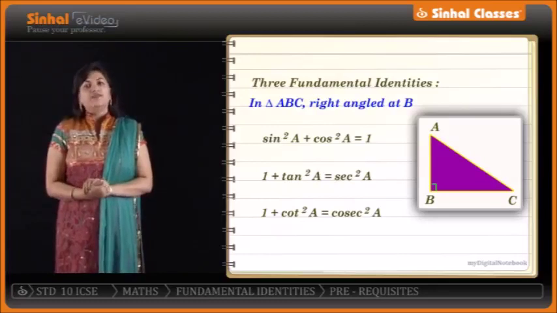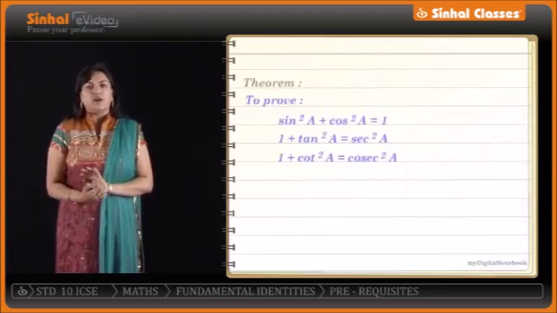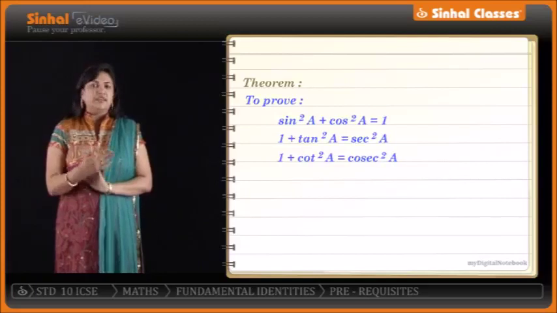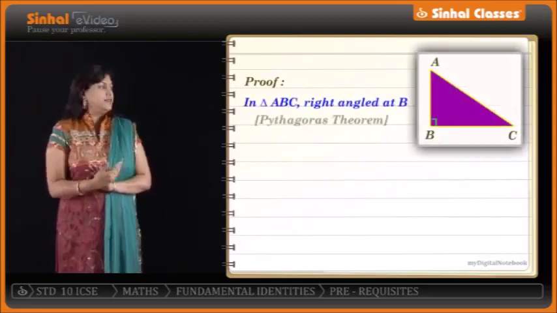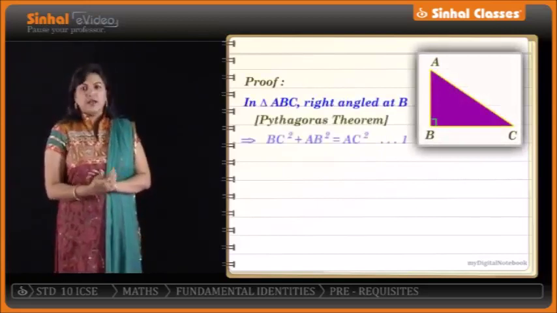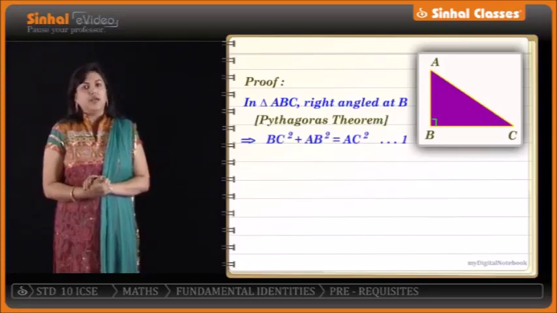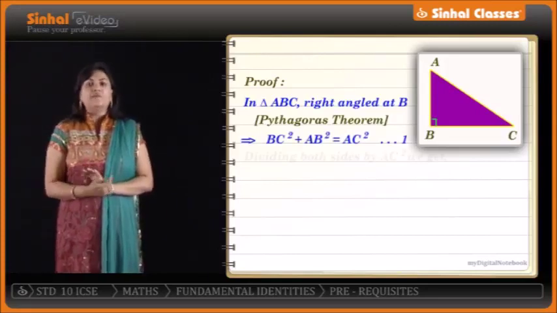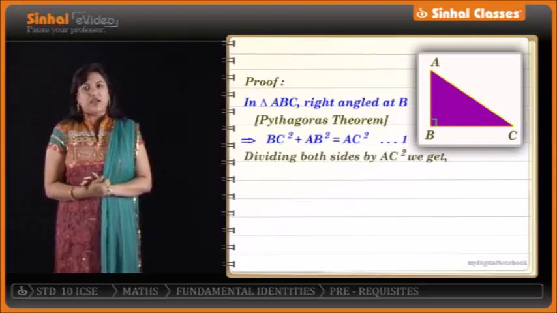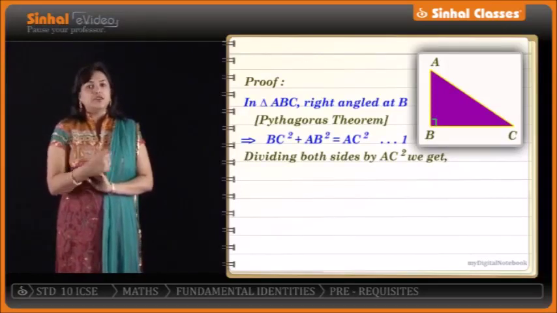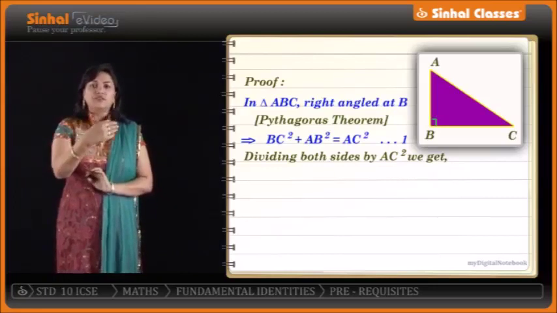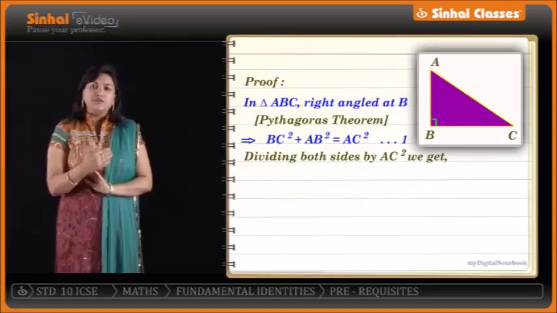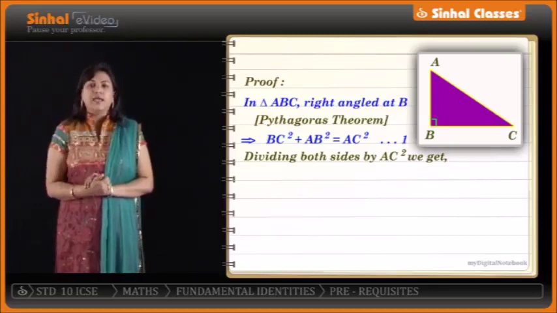The first one, we want to prove sine square A plus cos square A is equal to 1. We take a right angle triangle, right angled at B. So by Pythagoras theorem, we have BC square plus AB square is equal to AC square. Divide both the sides by AC square. Why are we doing this? Because we want to prove sine square plus cos square is 1. Now what is sine? The trigonometric ratio for sine is opposite upon hypotenuse. So we divide both the sides by AC square.